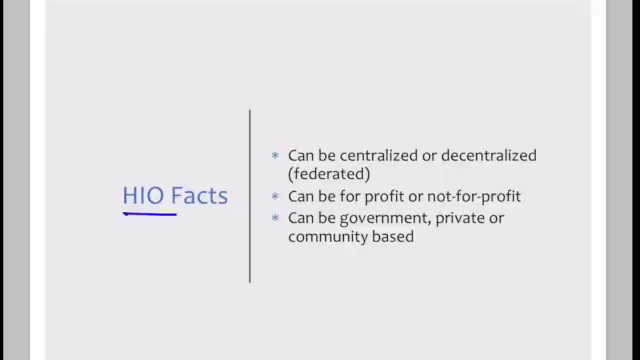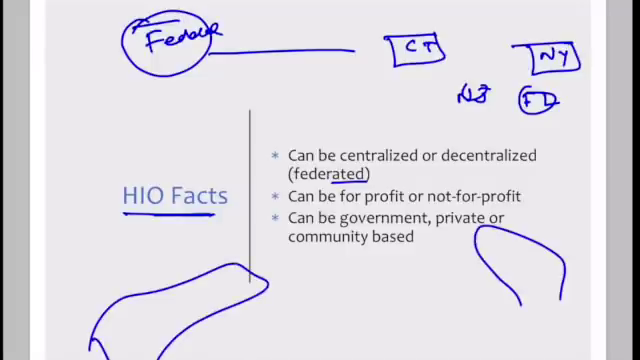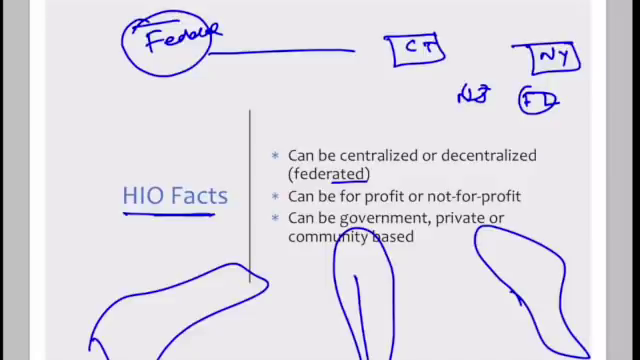So, some facts about the HIO. The HIO office can be centralized or decentralized. Centralized means the office could be at the federal level, right? And then it connects with the different states like New York, NJ, FL. And it can be decentralized, maybe a network with the East Coast, West Coast, Midwest, right? And it could be for-profit or non-profit.